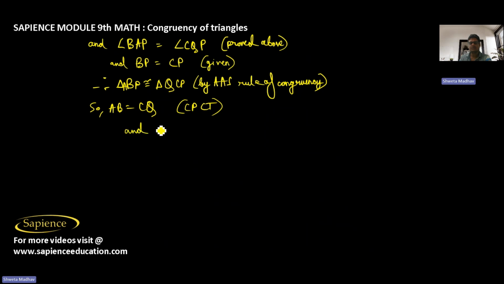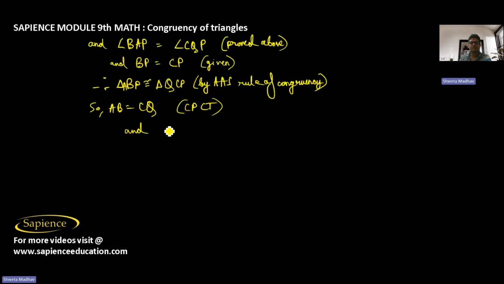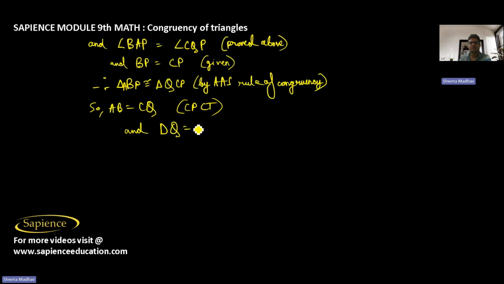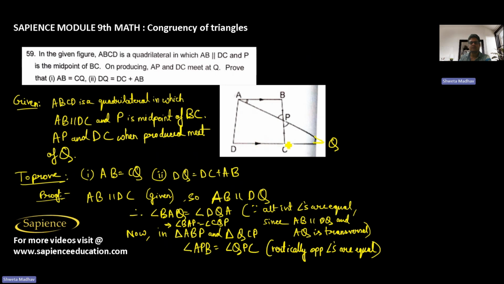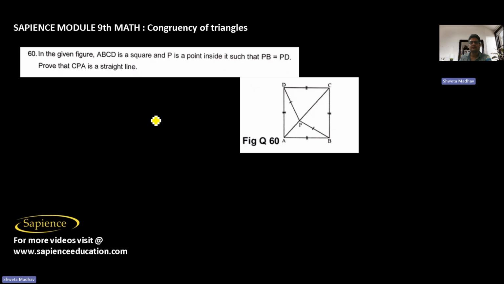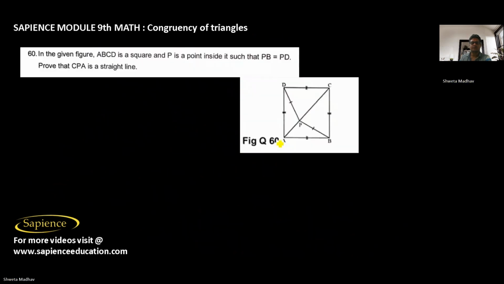And also we can see that DQ is equal to DC plus CQ. And CQ we have shown is equal to AB. So we can say that DQ is equal to DC plus AB. So hence we have shown that AB is equal to CQ, and DQ is equal to DC plus AB also.